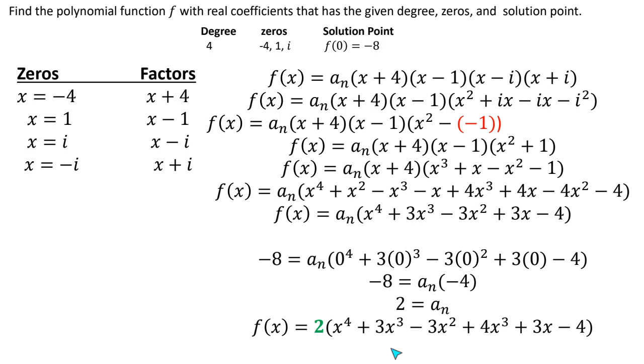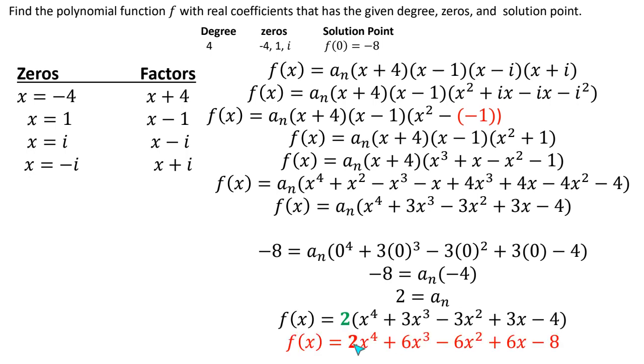So to finish the problem up, we're going to multiply everything by 2. So 2 times x to the 4th is 2x to the 4th. 2 times 3 is 6x cubed, and so on. And so this is going to be our polynomial function. And if you work it backwards to find the zeros, then you should end up with these zeros here.